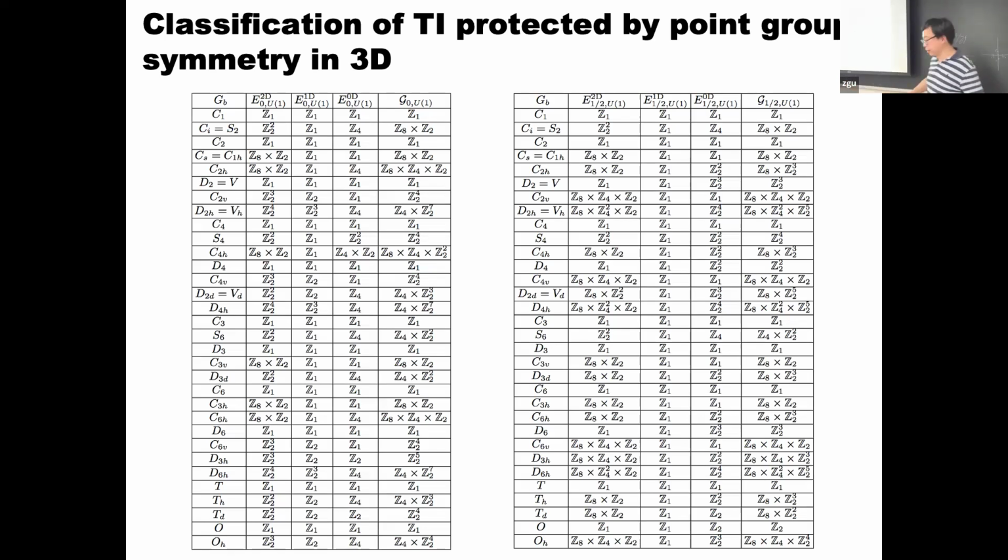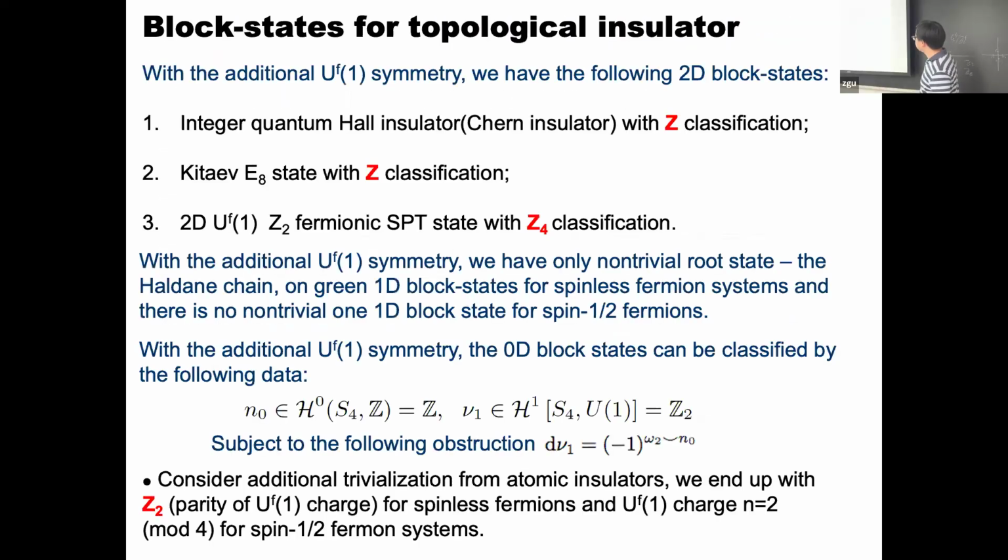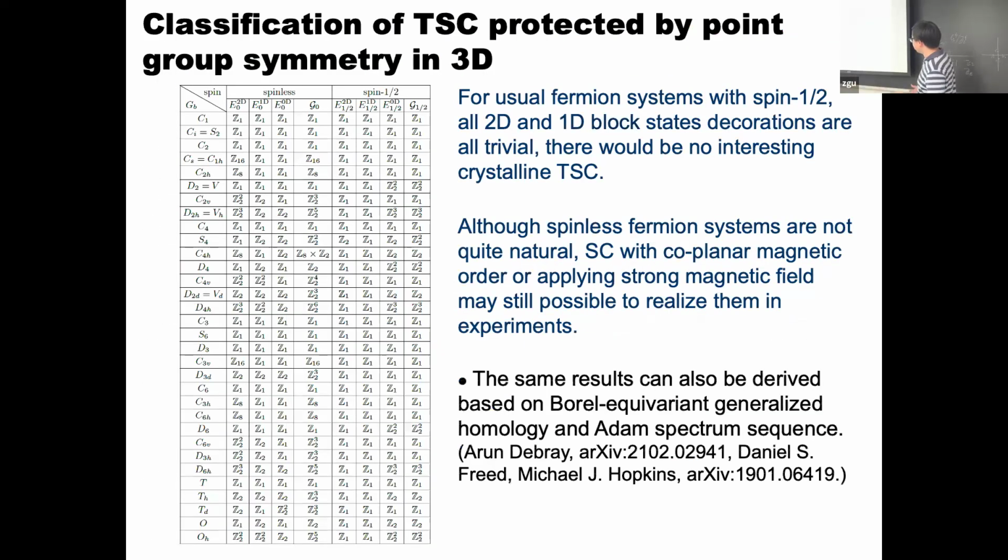So, but here we just list all the complete lists. From the technical side, we already see that previously, for this superconductor without U(1) symmetry, you can see for the spin 1/2 system that all this 2D and 1D block decoration is pretty trivial. Almost trivial except this S4 case. So typically this means that experimentally it's very hard to find something really interesting for an interacting system.